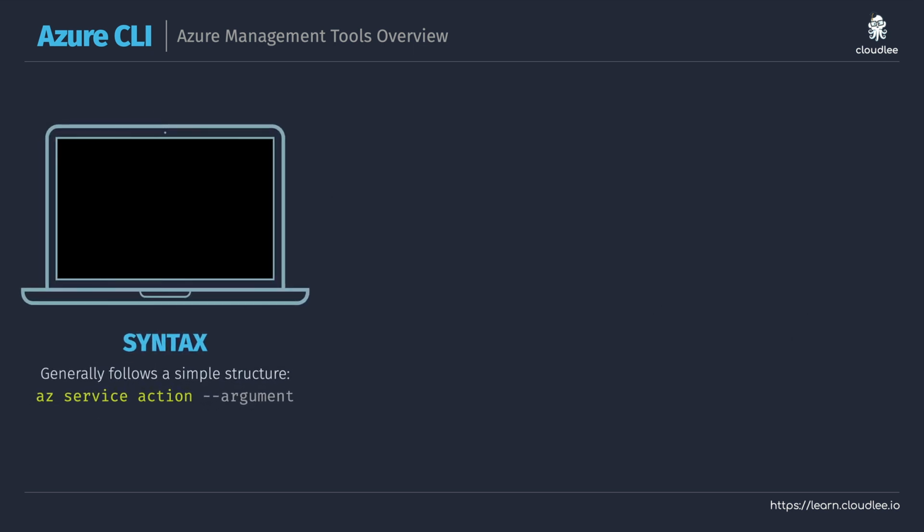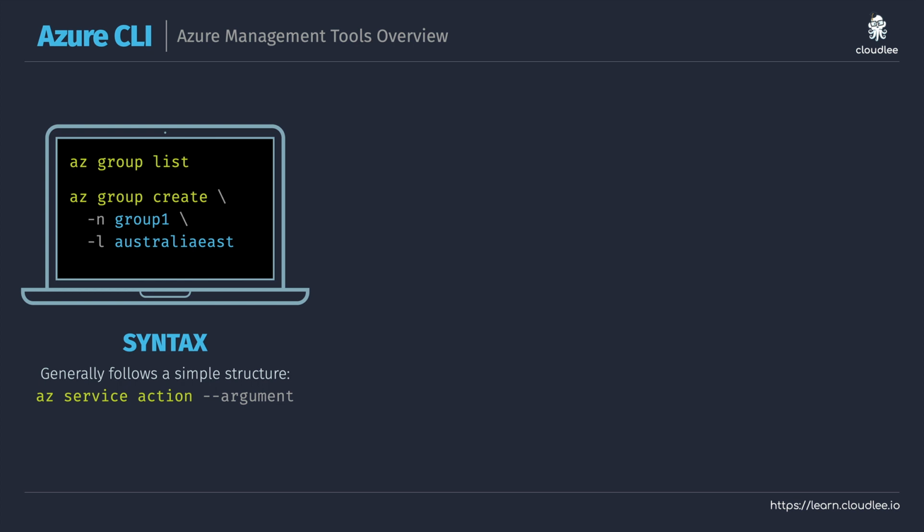straightforward structure such as service, action. So for example, if I want to get a list of all of the different resource groups that are in my Azure subscription, and we'll talk more about what these are later, then I can just type az group list. If I wanted to create a group or a virtual machine or a storage account, it would probably look something like this: az group create, name group1, location Australia East.